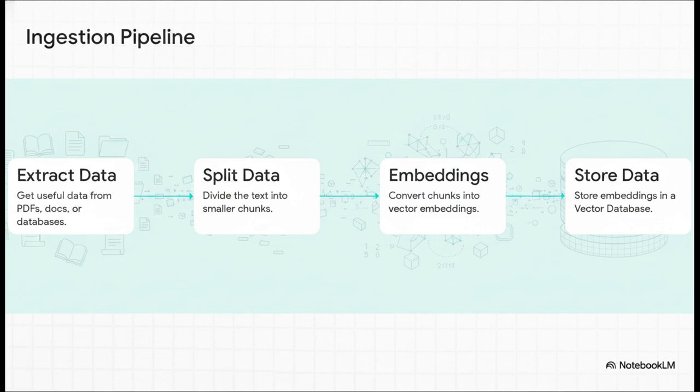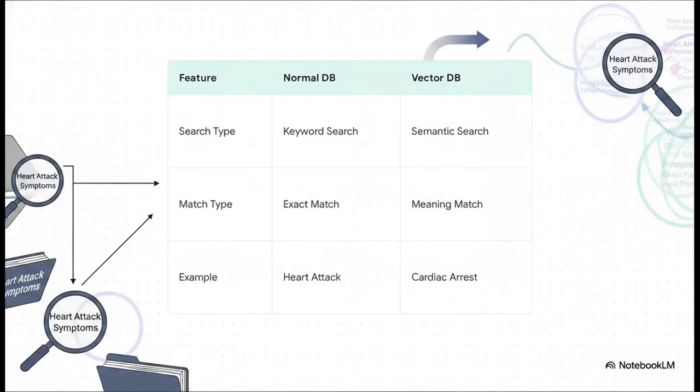And finally, we store these numbers securely in a highly specialized vector database. Now, what's really fascinating here is the difference between a normal database and a vector database. A normal database uses exact keyword search. If you search a medical database for heart attack symptoms, it's only going to fetch documents that have those exact 3 words. But a vector database uses semantic search.